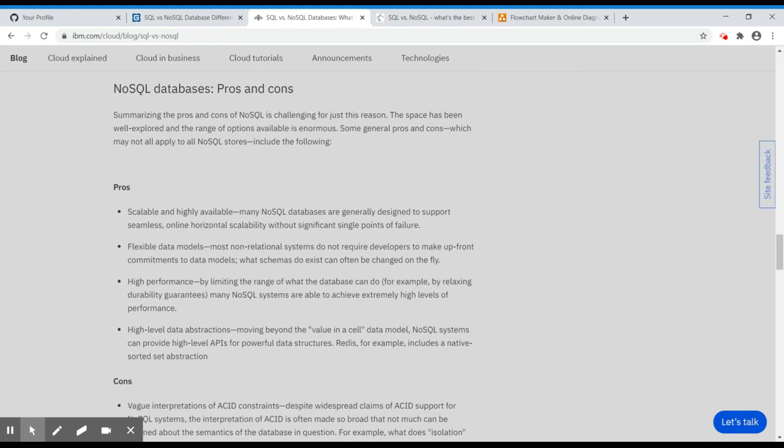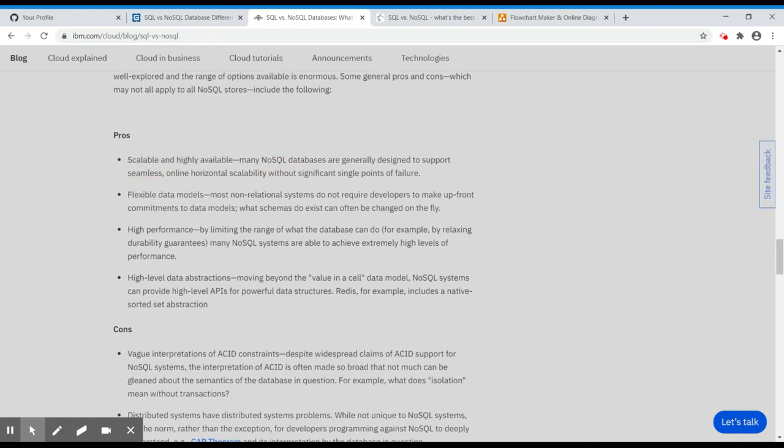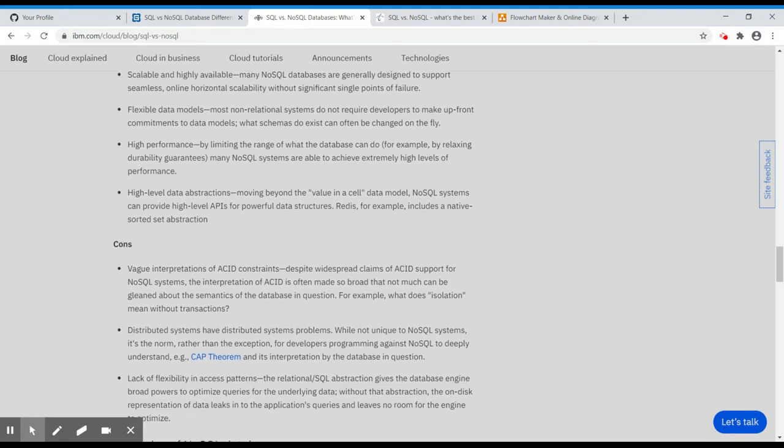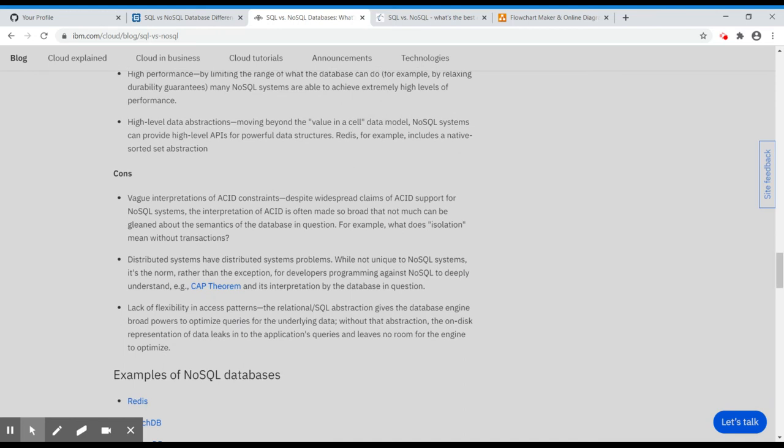NoSQL is a lot more scalable because, again, you can just keep on adding more servers. The data models are a lot more flexible because it's not focused on these tables that you have to set up beforehand. But some of the cons of it are the constraints are a lot looser and a lack of flexibility across patterns.